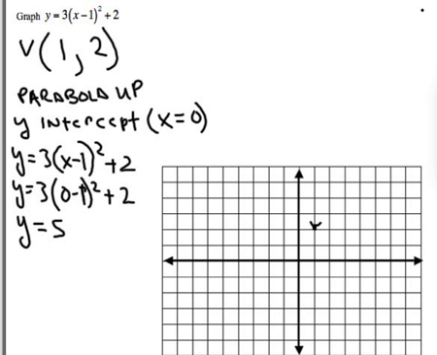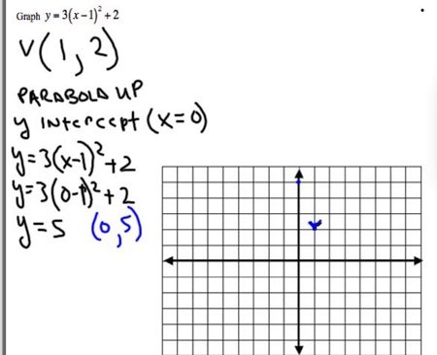Again, we can go ahead and plot that. You know what? I'm going to plot these in blue. I started in black, but now I'm going to change to blue so you can see it better. So we go up 1, 2, 3, 4, 5, and plot our y-intercept at (0, 5). So this point is at (0, 5) because x equals 0.